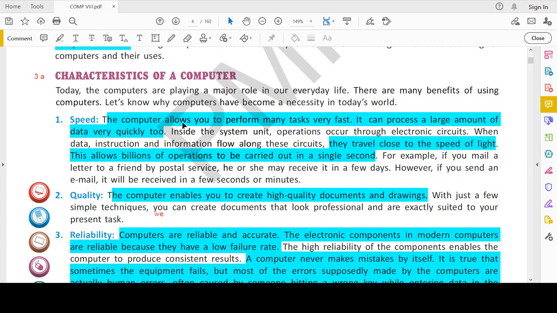The computer can allow you to perform many tasks very fast. For example, if you want to add up 400 numbers, why have I said 400 numbers? It's a very simple example. There are 400 students in class 8. For example, if I want to add up the computer marks of all the students and then take the average of it, what is the average marks in computer?